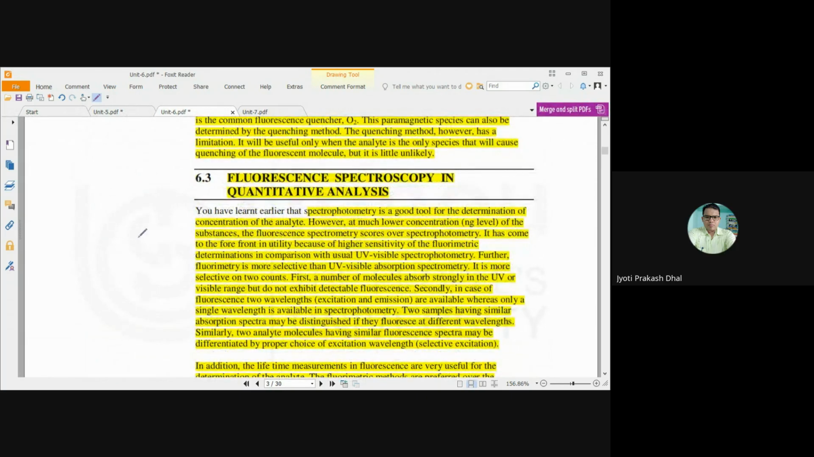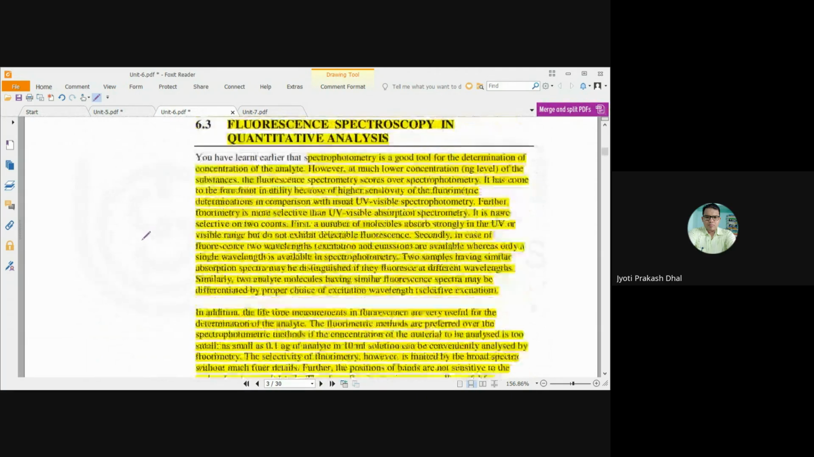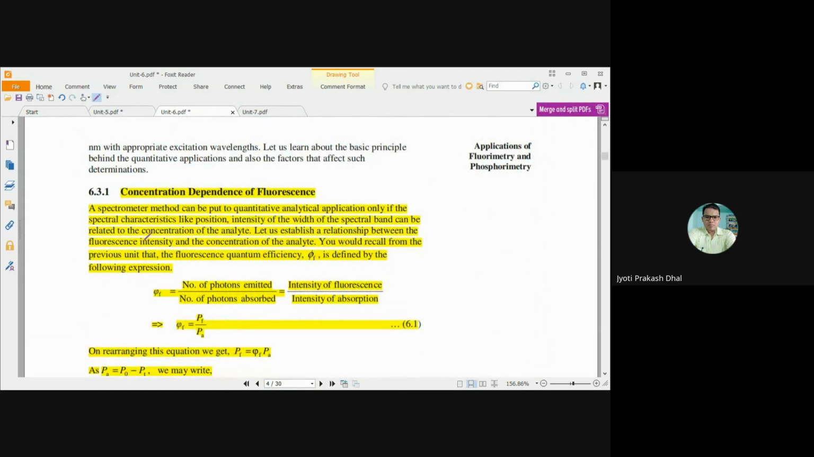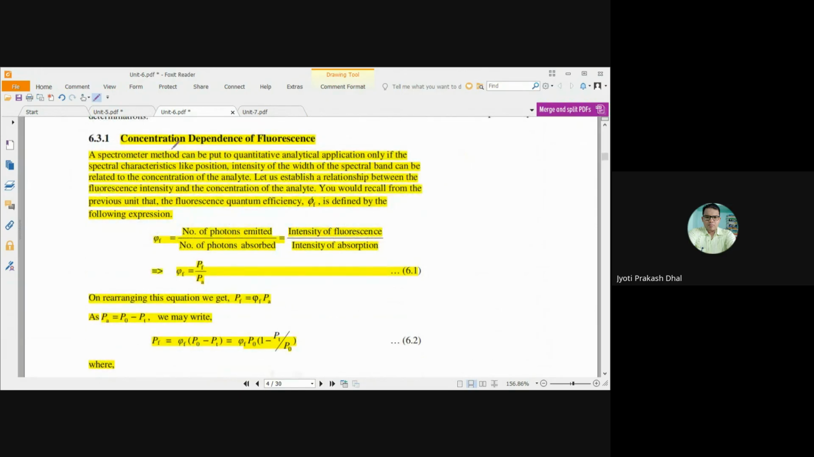And then fluorescence spectroscopy in quantitative analysis. For quantitative analysis, that is concentration dependence of fluorescence, a spectrometer method can be put to quantitative analytical application only if the spectral characteristics like position and intensity of the spectral band can be related to the concentration of the analyte. Let us establish a relationship between the fluorescence intensity and concentration of the analyte.